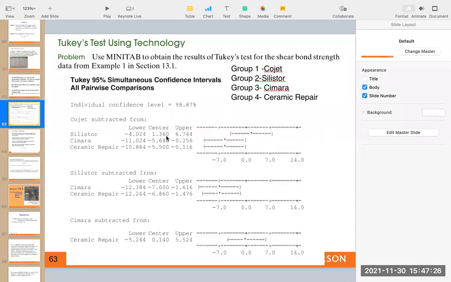That means the true difference between the means in the whole population is likely to be 0, because we're 95% confident that it's in that range and 0 is in that range. So we're 95% confident that 0 or a number really close to 0 is the difference between the mean of the Cojet population and the mean of the Silistor population. I'm not talking about just this sample, but if we did lots and lots of other samples and found the actual population mean, that difference would be between -4 and 1.3, as we see here.